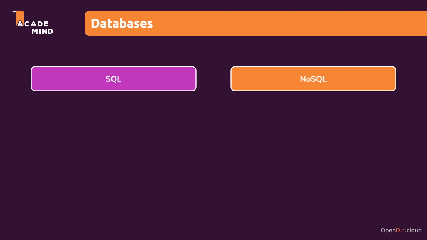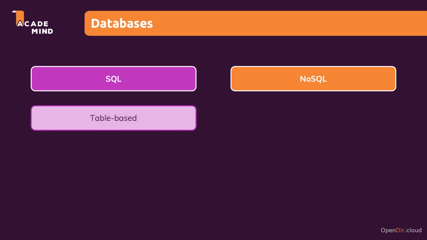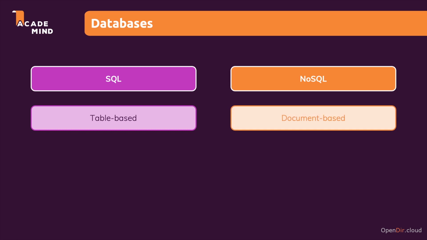Now let me start with explaining what SQL databases are all about. The main thing about SQL databases is that they store data in tables. The NoSQL databases, on the other hand, store data as documents in collections. Now, this might not tell you much, so let's take a closer look.